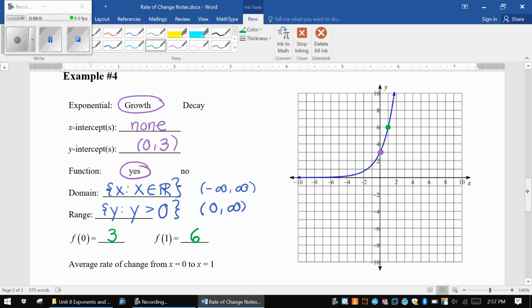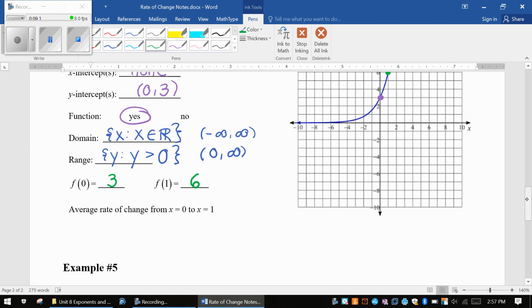And that's going to lead me to my next question, which is the average rate of change from this interval of 0 to 1. So we're going to use (0, 3) and (1, 6) and calculate the rate of change between those. So it's 6 minus 3 over 1 minus 0, meaning the rate of change between these 2 points or over this interval on your graph is a 3.